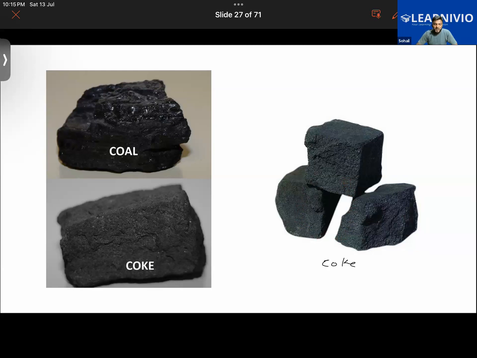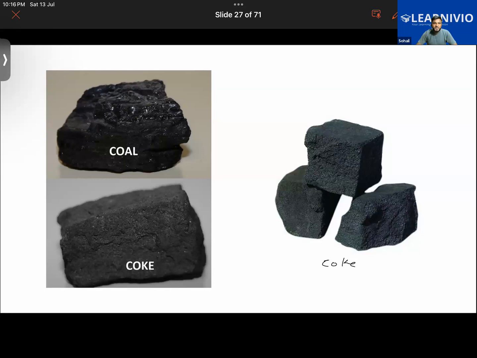Yes, Aisha. How is coke a better fuel than coal? Coke produces more heat on burning than coal. So coke has a high calorific value.